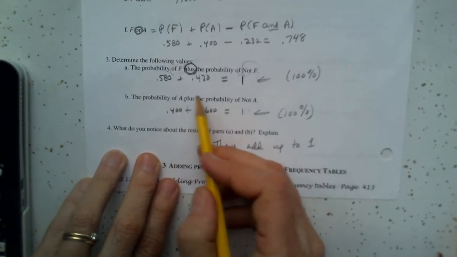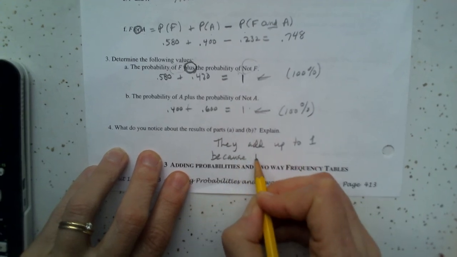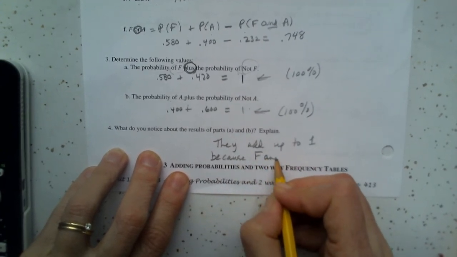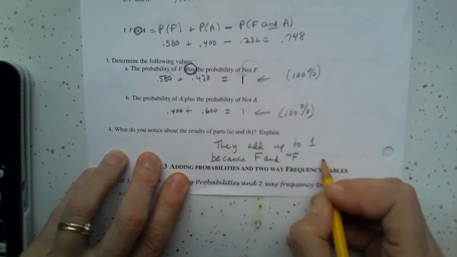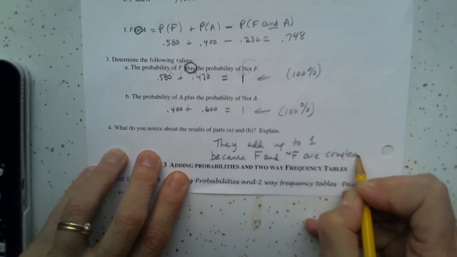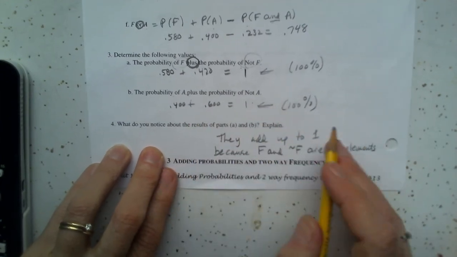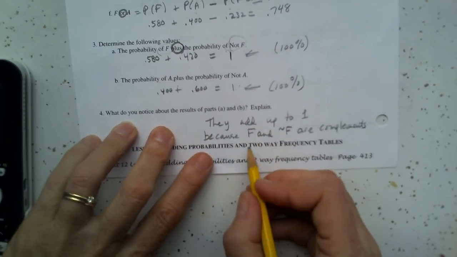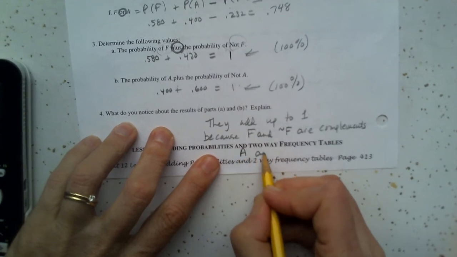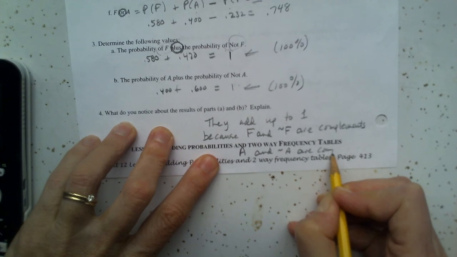Because these are complements. F and not F are complements. A and not A are complements.